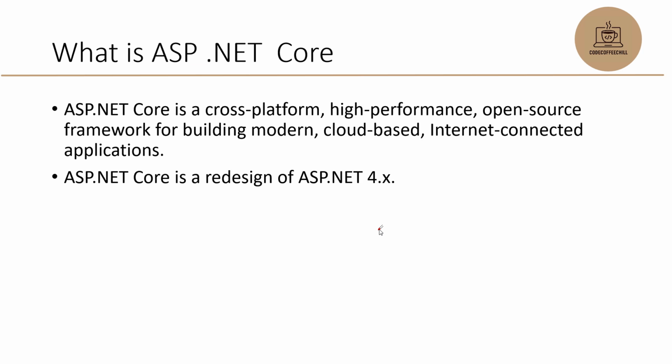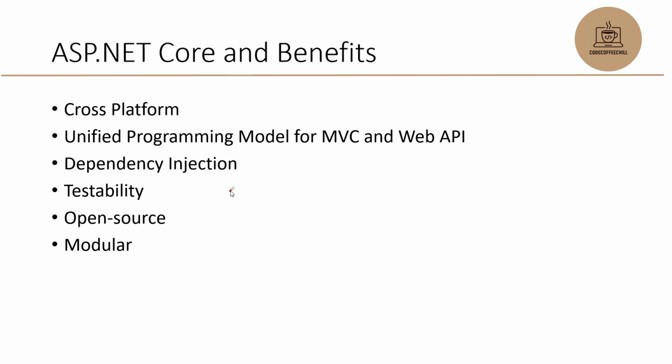So, what is ASP.NET Core? ASP.NET Core is a cross-platform, high-performance, open-source framework for building modern cloud-based internet-connected applications. ASP.NET Core is a redesign of ASP.NET 4.x. For this reason, it was initially called ASP.NET 5, but later it was renamed to ASP.NET Core 1.0. ASP.NET Core is redesigned from the ground up and offers the following benefits and features.